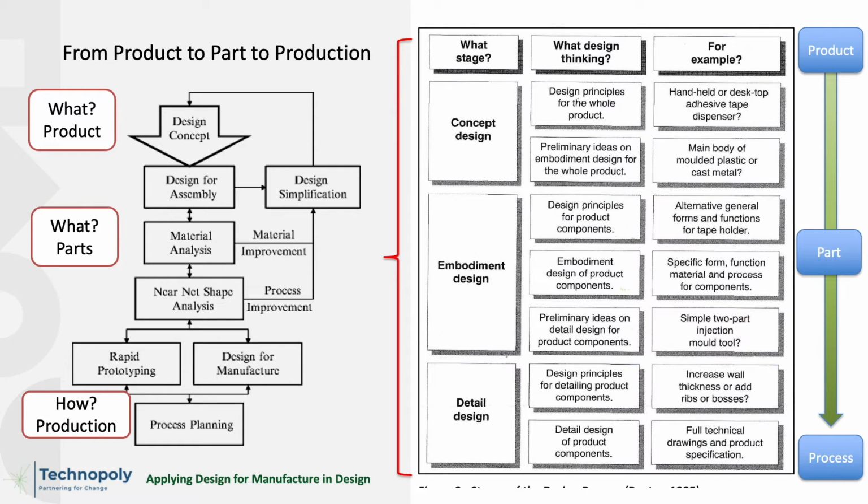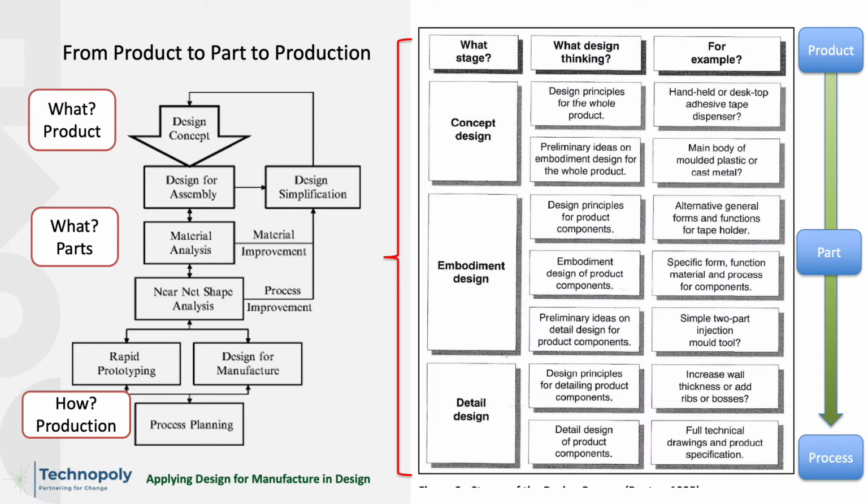Next, we go to the embodiment design. The embodiment design is equivalent to the parts that we talk about. What are the parts of your tape holder? Would there be a roller? Would there be a cutter? What would be the functions of each of these components? Next, how do we now choose the right materials for these components or for these particular parts? And third, what would be the way by which these parts can be made?